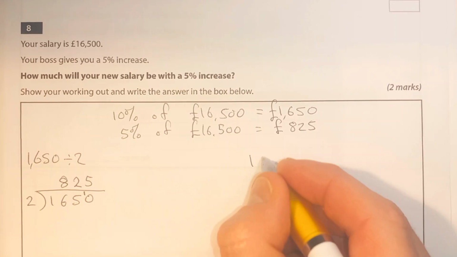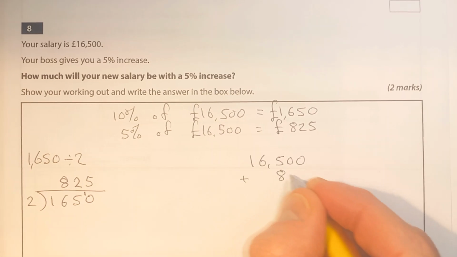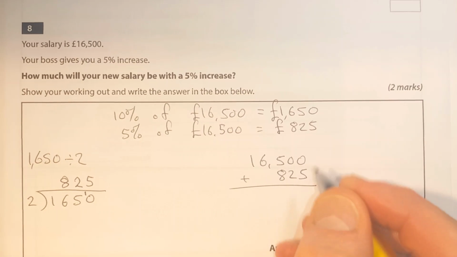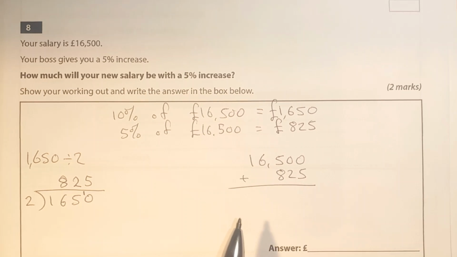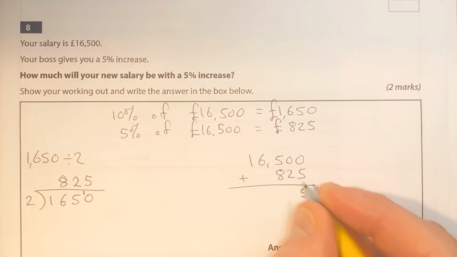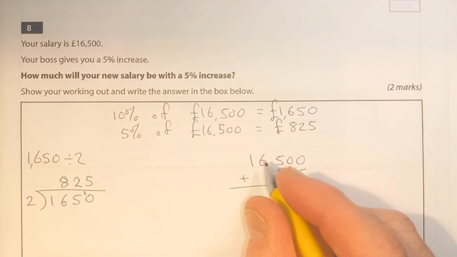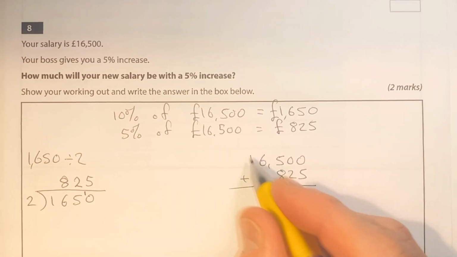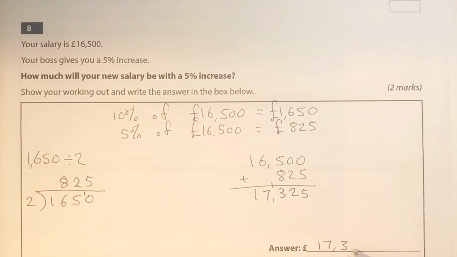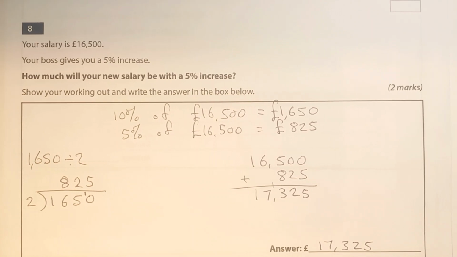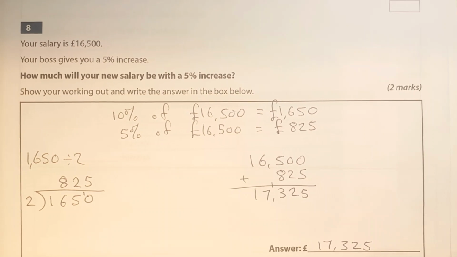So it's going to be the original 16,500 plus the £825. So we can say 0 plus 5 is 5, 0 plus 2 is 2, 5 plus 8 is 13, 6 plus 1 is 7, 1 plus nothing is 1. So we've got £17,325. Okay.